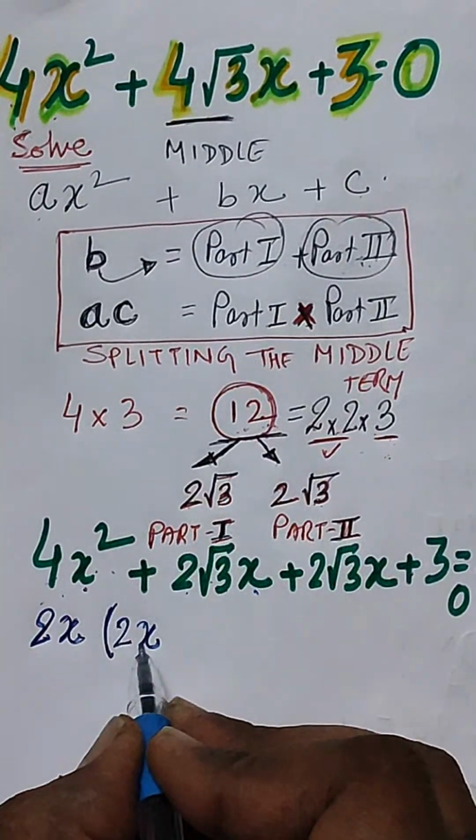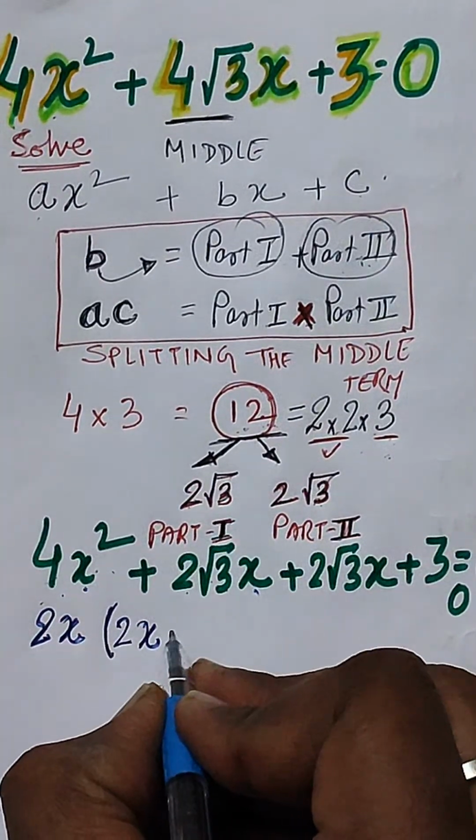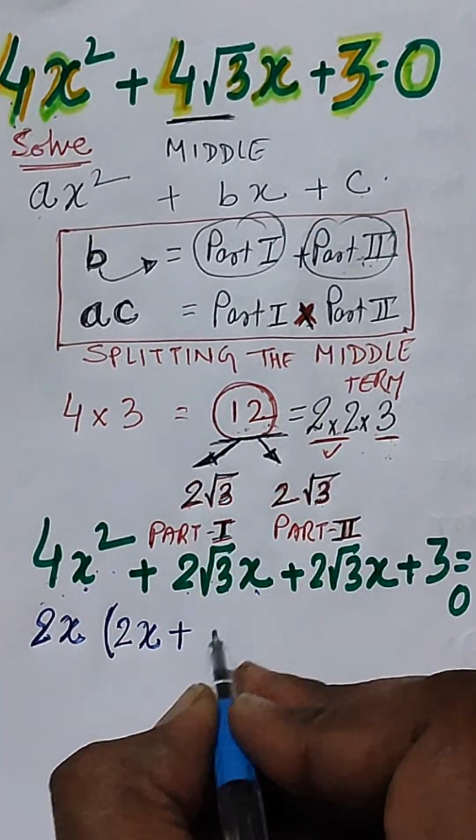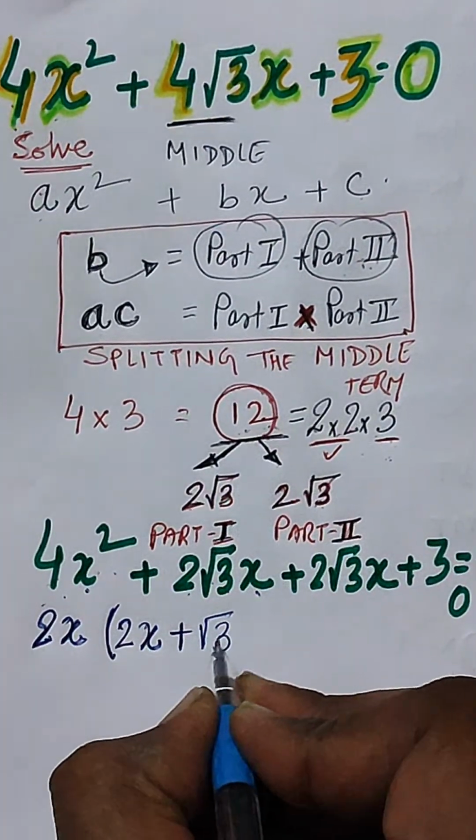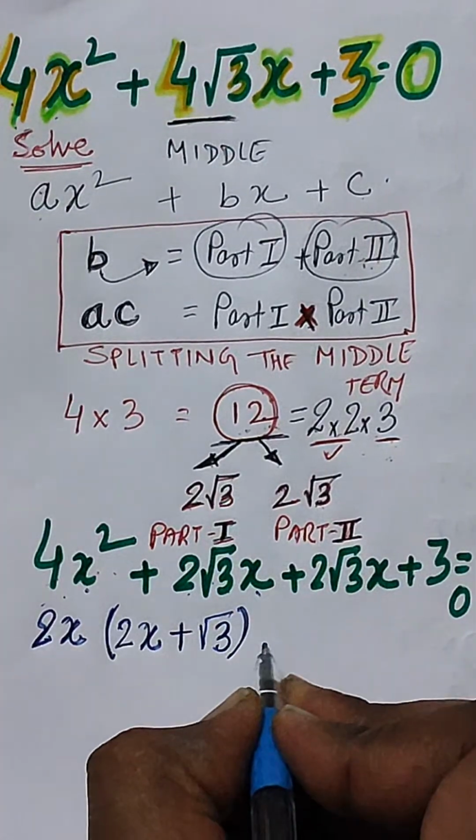Here, because 2x into 2x equals 4x square, and here only root 3 will be left, root 3, isn't it?